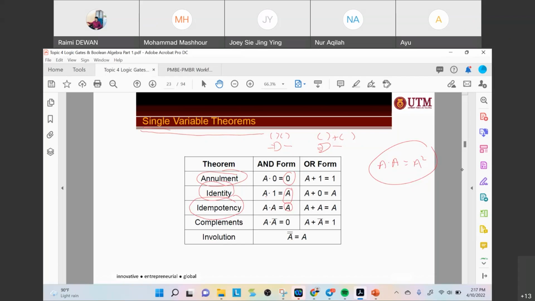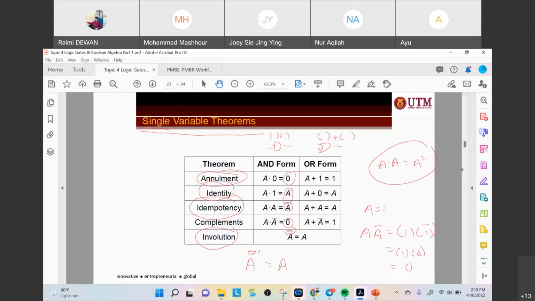Complement: whatever A times A inverted will give 0. Because if you have A is 1, for example, then A times A bar is actually 1 times 1 bar, which is 1 times 0, and you get 0. So that's why it's always 0. And then involution is that if you have a double bar over A, this will cancel out, and you will get the same A back.